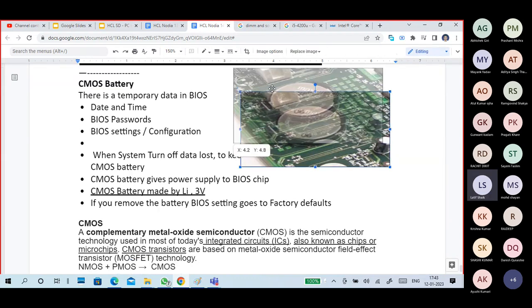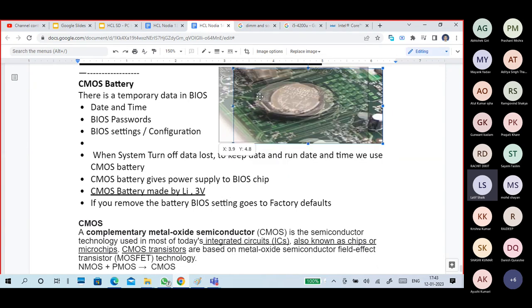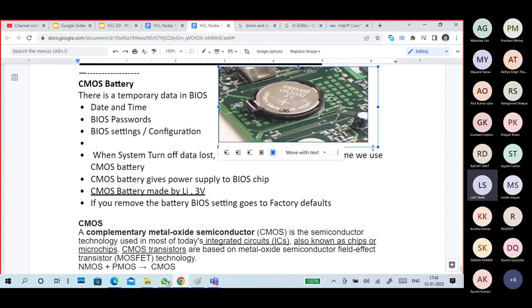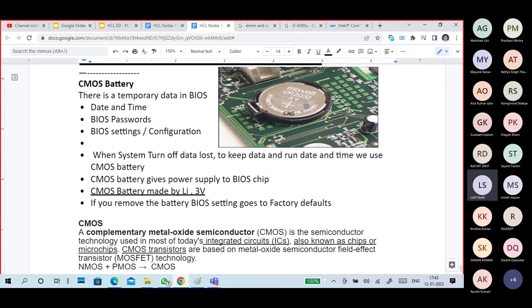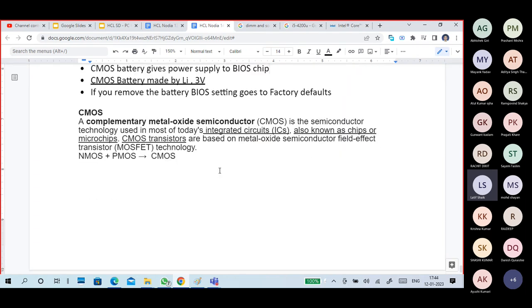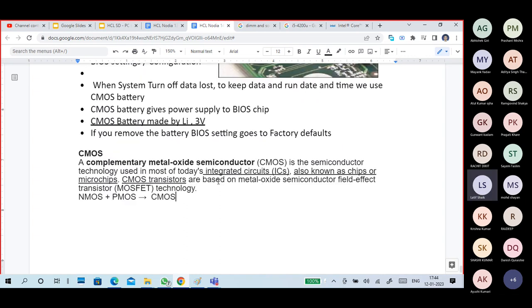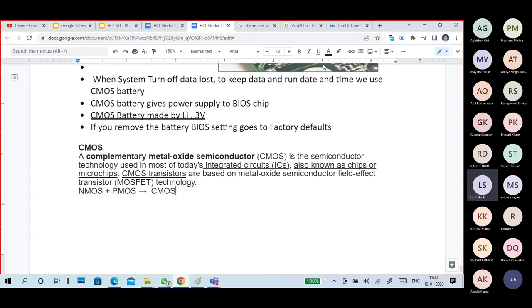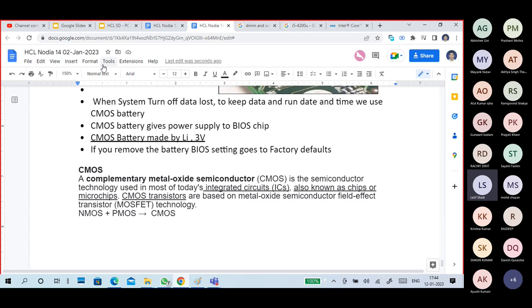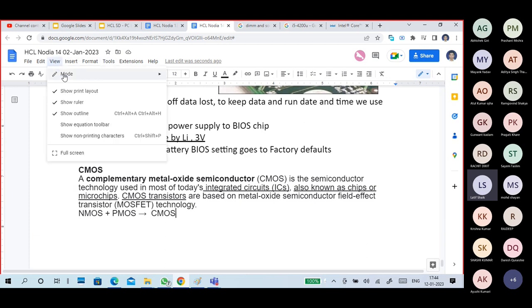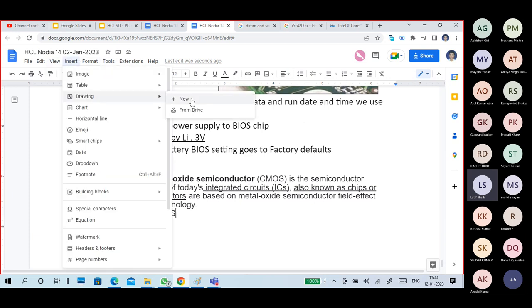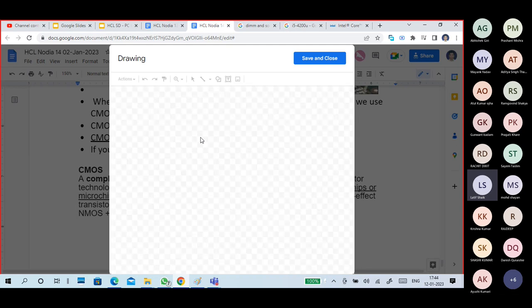Okay, so this is what I am trying to see. That is also not at all good. What is this CMOS battery, guys? It is a 3 volts lithium battery. It is giving power supply to your BIOS chip. BIOS is actually manufactured with CMOS technology. That's why it is called the CMOS battery.